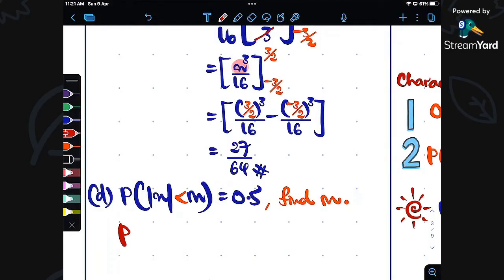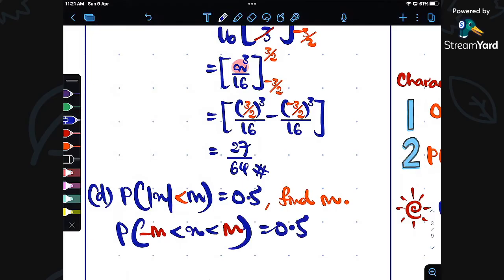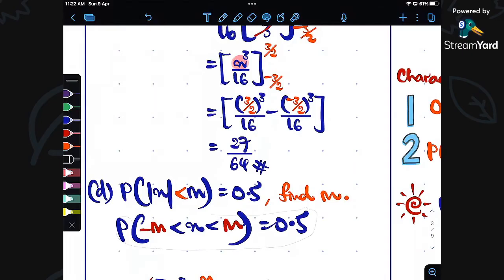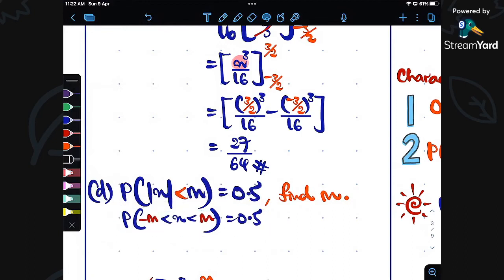Same technique as question C there, where x is in between negative m and positive m, close bracket, and then equal to 0.5, right? And then you know how to write this probability in terms of integration, where the integral from negative m to m, where the function is 3 over 16 x squared, close with dx here, and put the given equal to 0.5.